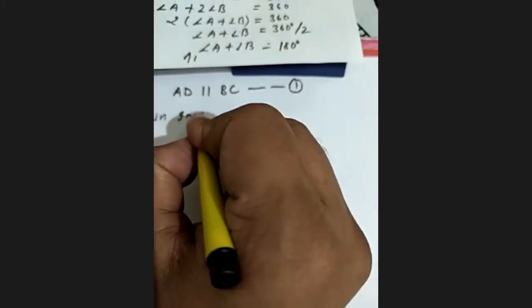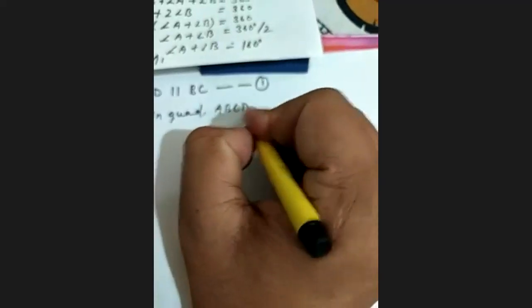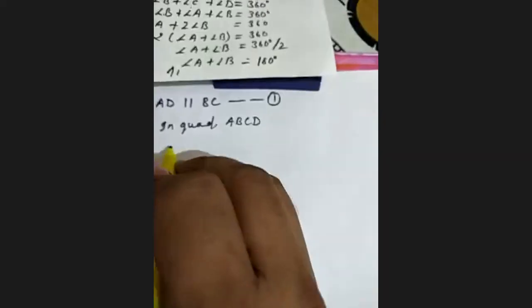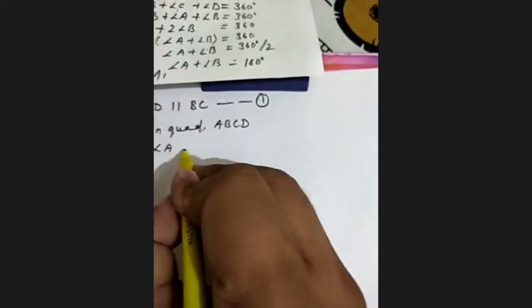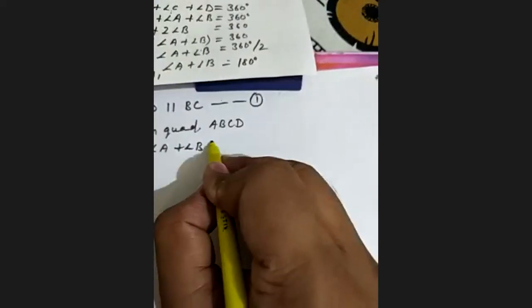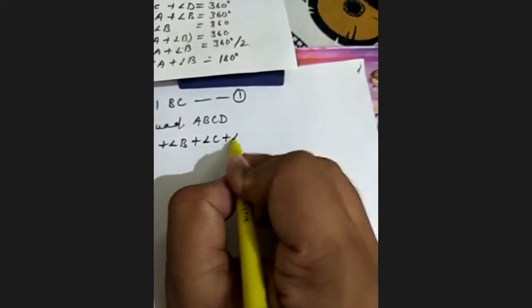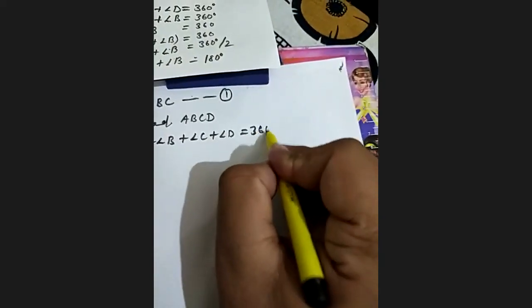ठीक है, again in quadrilateral ABCD, again हमने ABCD ले लिया. Then same again हम sum of the angles property का यूज करेंगे. Angle A plus angle B plus angle C plus angle D is equal to 360.